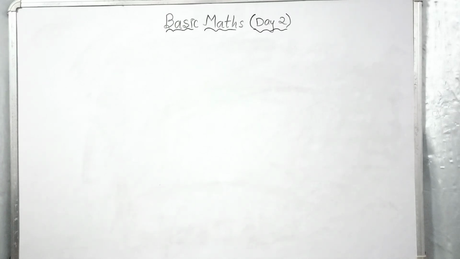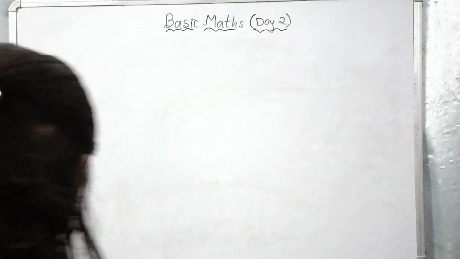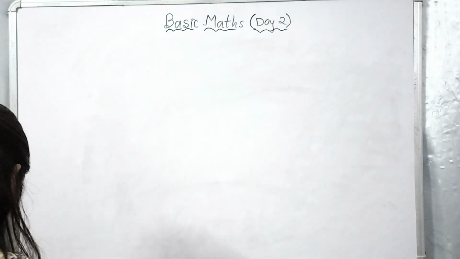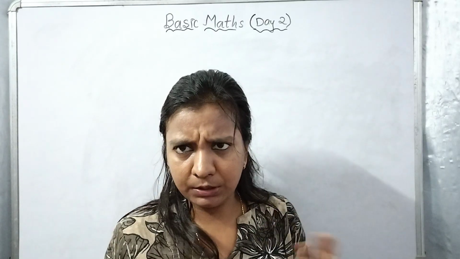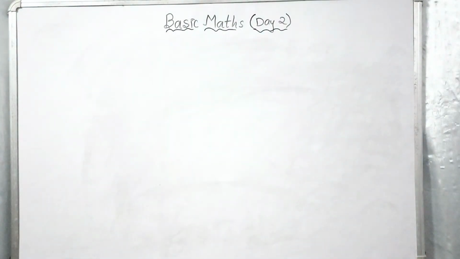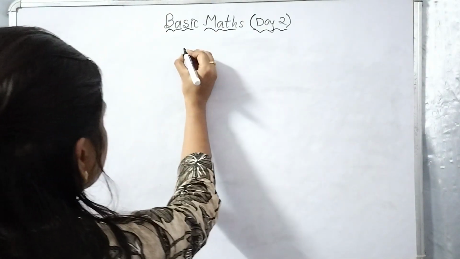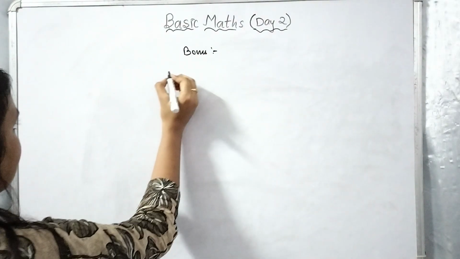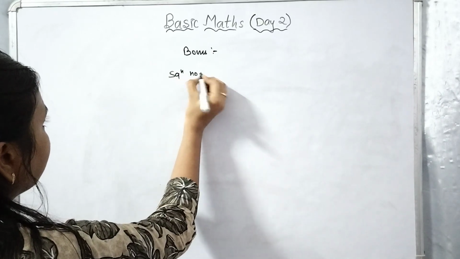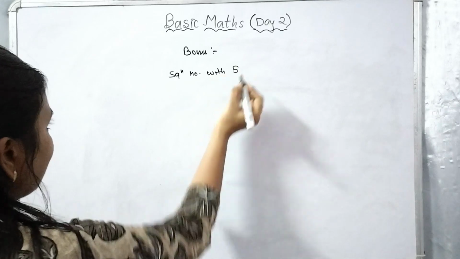So this is almost the end of the class. As I told you, I will teach you one trick which can help you: how to square a number ending with 5. I will teach you. This is a bonus. So our bonus is how to square a number ending with 5. I will teach you one of the easiest ways.